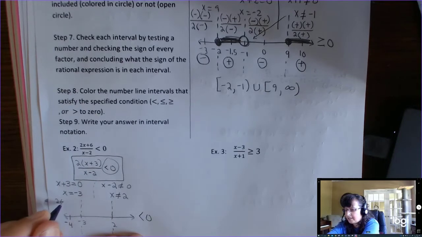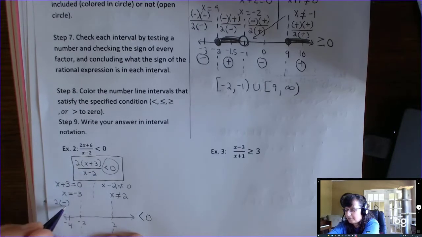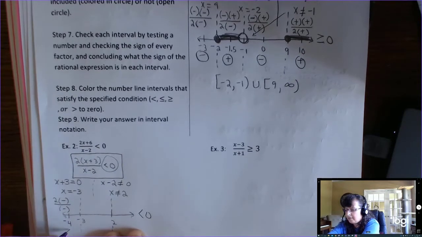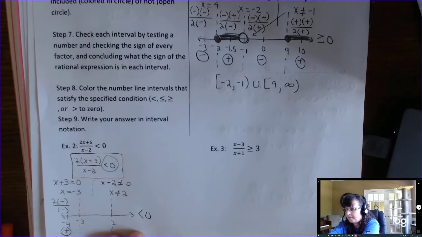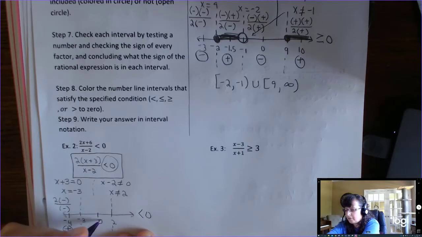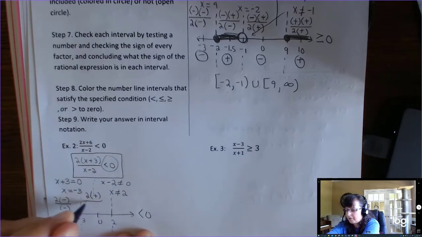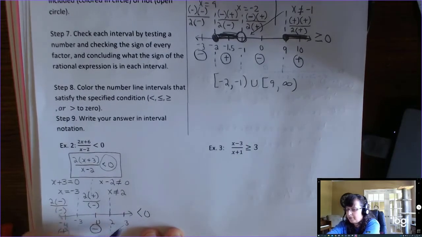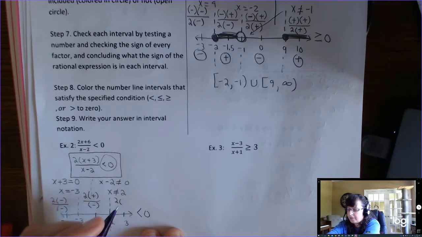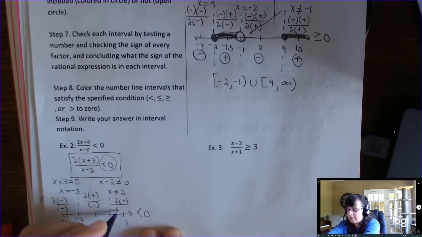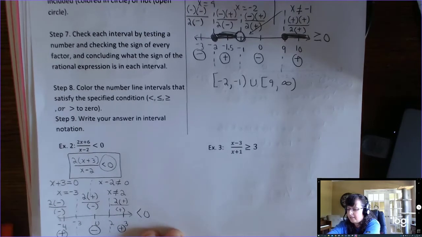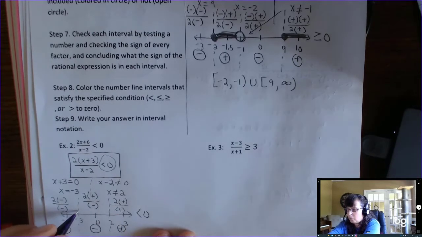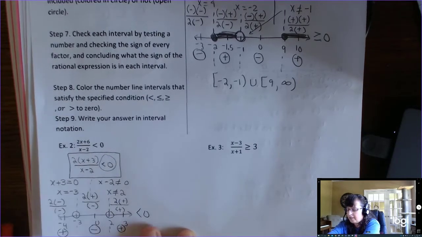That's 2 times a negative, because negative 4 plus 3 is negative, over negative 4 minus 2, which is also a negative. You have 2 negatives, so this whole region is positive right here. If we try 0, that's 2 times a positive over a negative, so that's a negative. If we try 3 and put it in there, that's 2 times a positive over a positive, which is a positive. So we now know how everything behaves.